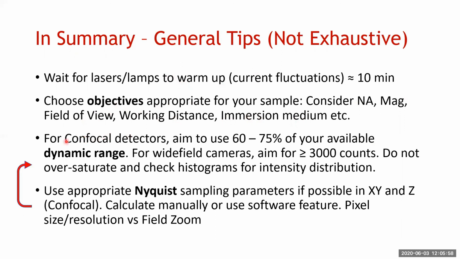For detectors, and we're talking about dynamic range here, for confocal detectors like PMTs, we want to aim for between 60 to 75% of your available range, whatever that bit depth is. This is not a hard and fast rule, but we just want to give you a good ballpark figure to not saturate your image, but at least to try and use as much of that dynamic range as possible. For wide field cameras, we found no matter what the bit depth, try and aim for at least 3,000 counts. Now, this is not always possible because now you're dealing with exposure, and more exposure means more bleaching. But you want to try and get as many counts as possible to get a good signal to noise ratio.